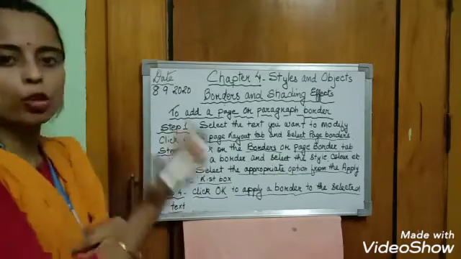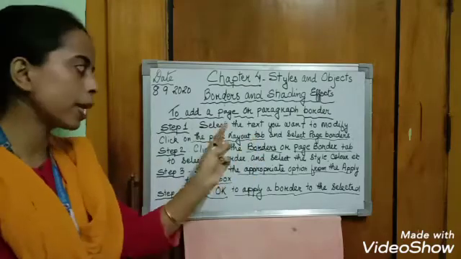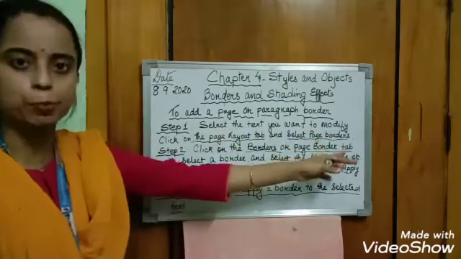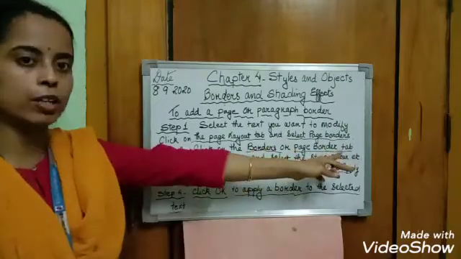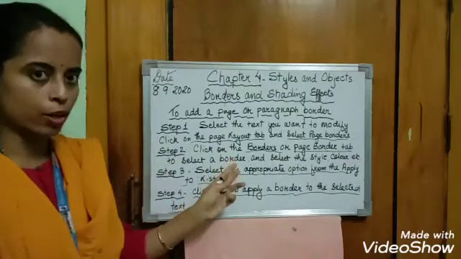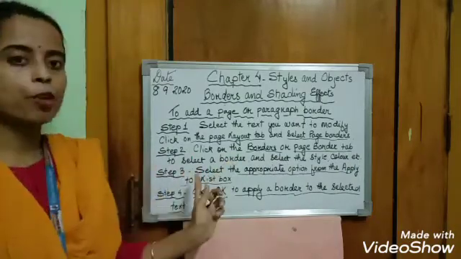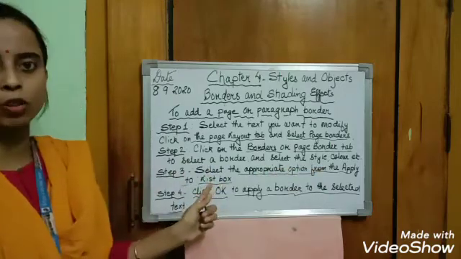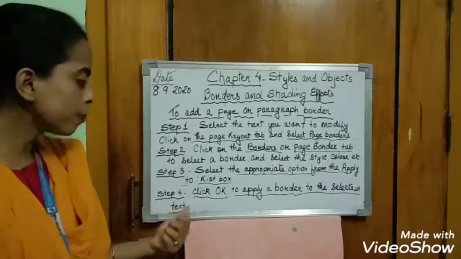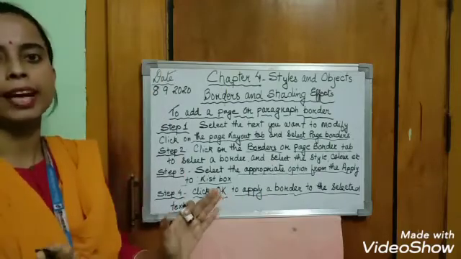Understood? You want to modify. Click on the Page Layout tab. Remember, Page Layout tab and select Page Border. Step 2, click on the Border or Page Border tab to select a border, its style and its color. Step 3, select the appropriate option from the Apply to list box. Step number 4, click OK to apply a border to the selected text.